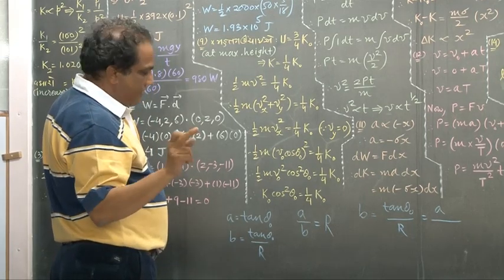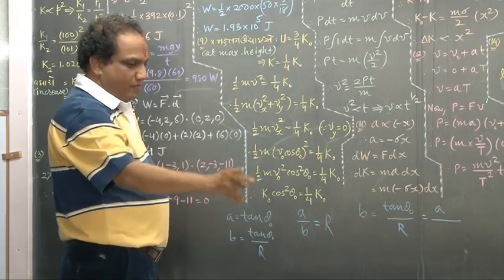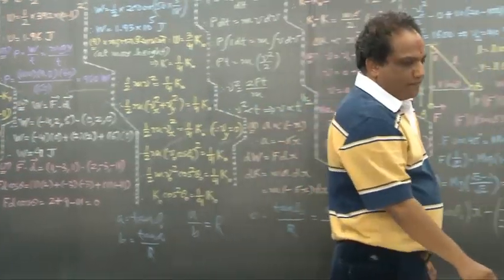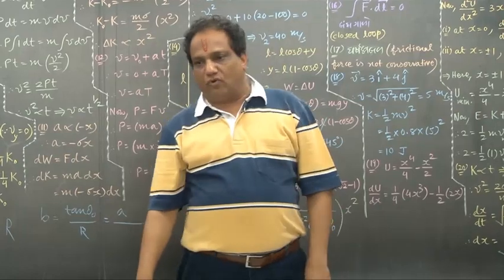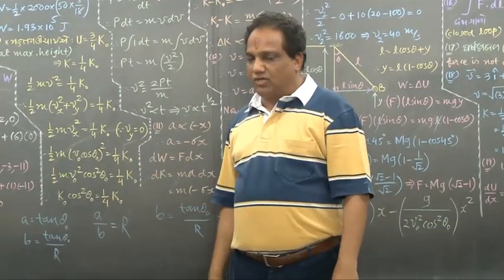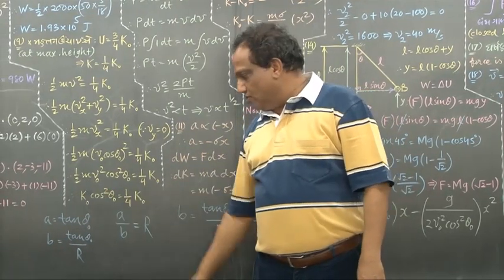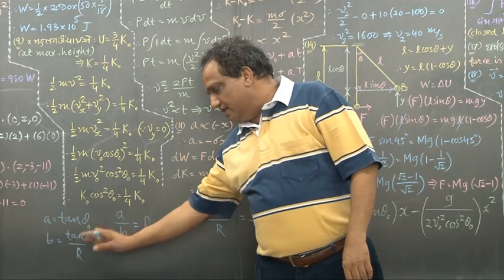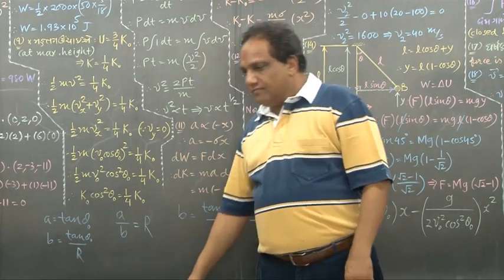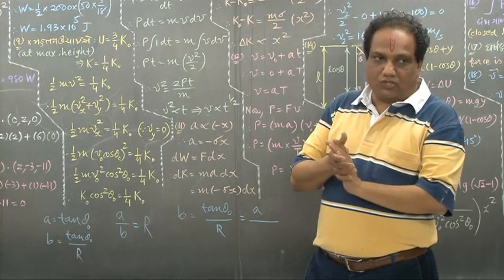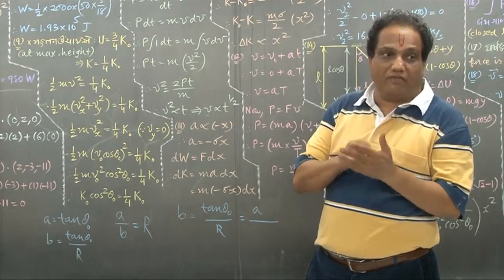Do one thing now. Just find out a square upon 4b. Find out on the last page. a square upon 4b. What is a square from here? Tan square theta 0. Tan square theta 0 upon 4b, that is 4 into tan theta 0 upon R. No, that is true, but we want the maximum height.